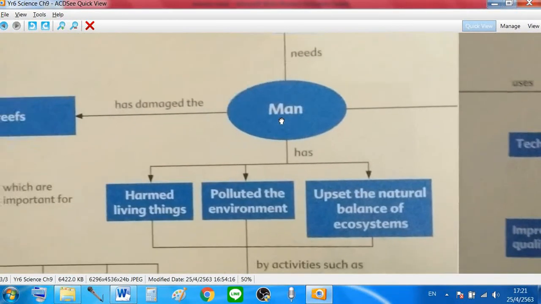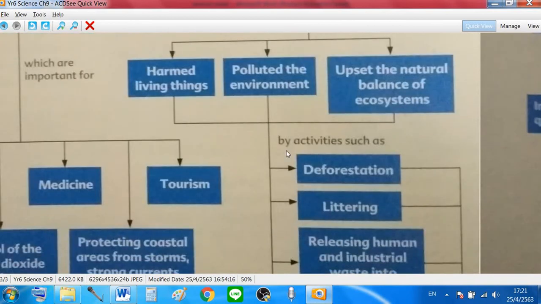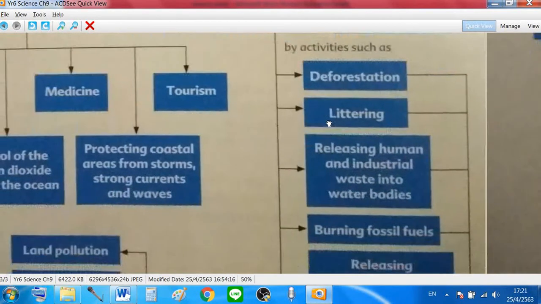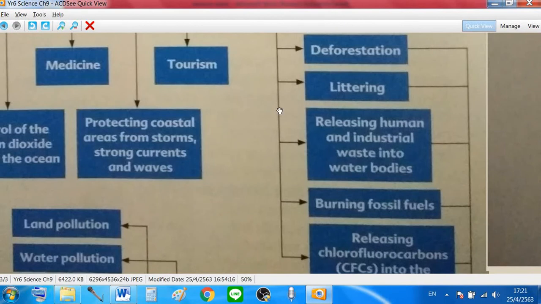So we go back up to man, and we'll look at this point down here. It says man has harmed living things, polluted the environment, upset the natural balance of ecosystems. And these are all the things that man has done accidentally to the environment, through harming of animals, polluting the environment, and unbalancing ecosystems and food webs. And these are the activities that man has done and is doing to the environment.